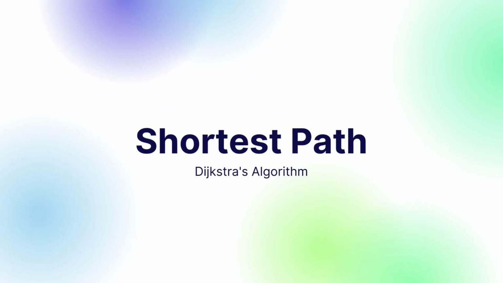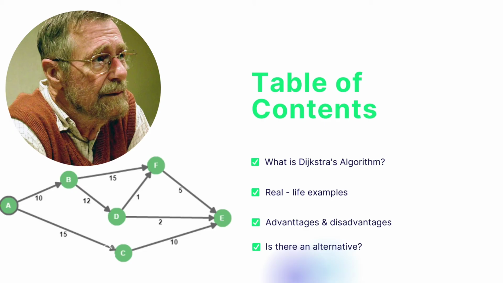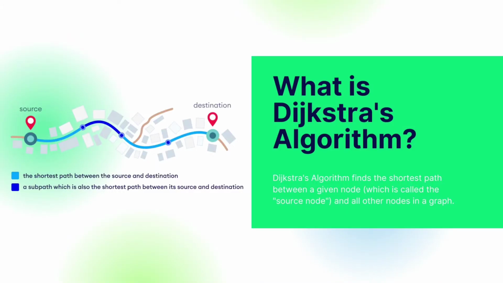Hello, today we'll talk about shortest path and we'll answer these questions. Dijkstra's algorithm is an algorithm that allows us to find the shortest path between any vertex of a graph.